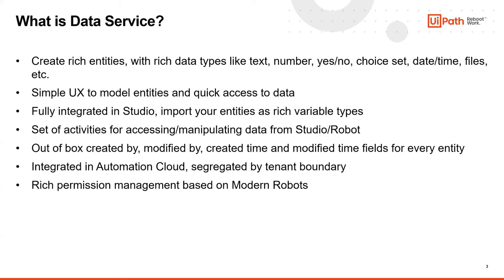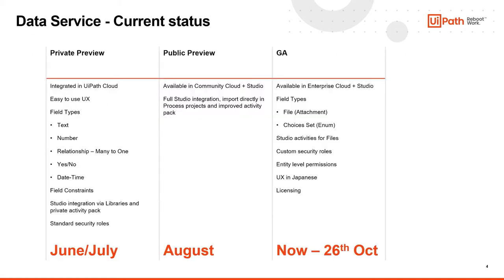It's, as I said, integrated in Automation Cloud, has all support of a tenant-level service. So if customers are using Enterprise Cloud, they can create multiple tenants and create multiple Data Service instances for each tenant. And now they can segregate their data if they need to. And the entire permission management for robots is based on modern robots. So there's no need for any kinds of URLs or usernames, passwords inside the robot. Once a robot is connected, it works seamlessly with Data Service. Most of these things we have talked about before as well.